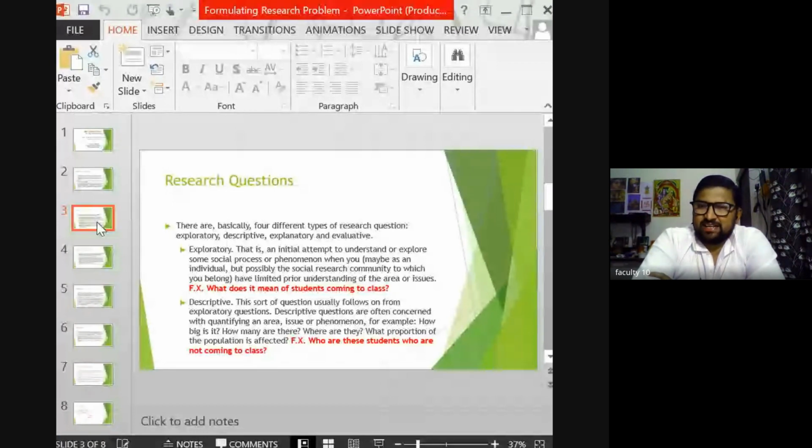What does it mean of students coming to class? And the answer lies with the exploration by the researcher. The researcher will ask every student, and the researcher will find different answers to this question. So that's why this question is exploratory in nature. Okay, second question. I want Siddhant to read it. Descriptive question.